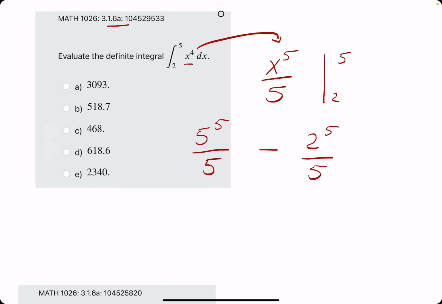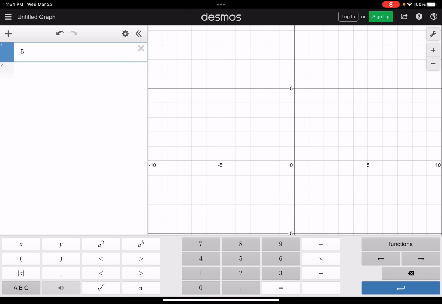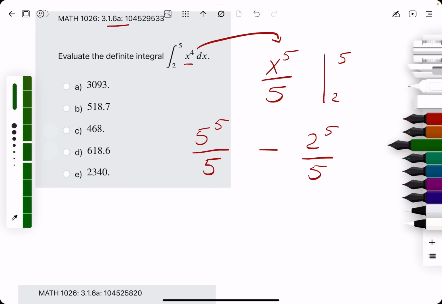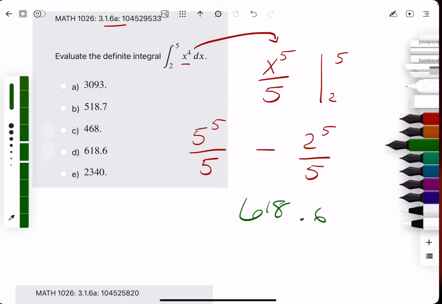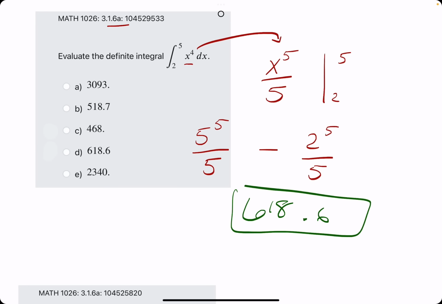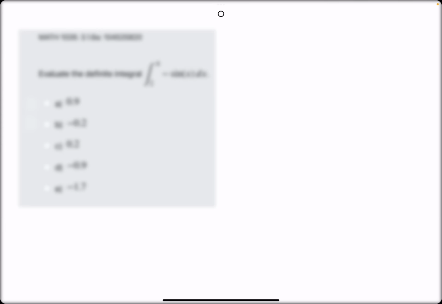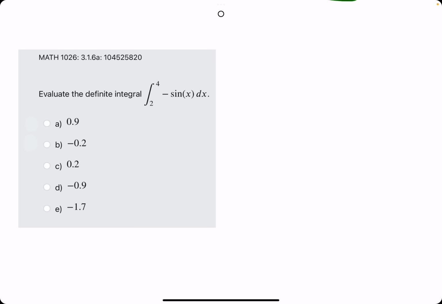So doing this again, 5 to the 5th divided by 5 minus 2 to the 5th, and then dividing by 5, I think it was, yeah. So that'll give us 618.6, I think. Yeah, all right. So we have that answer D right there. So, I mean, that took all of, hopefully, 20 seconds. And so these should hopefully be pretty quick. Again, they're just assessing your abilities to evaluate definite integrals.